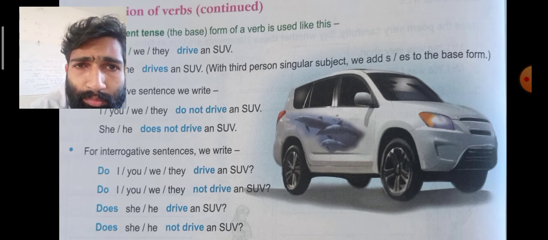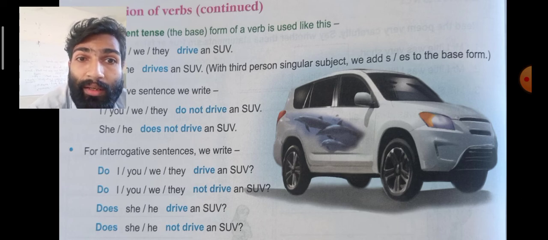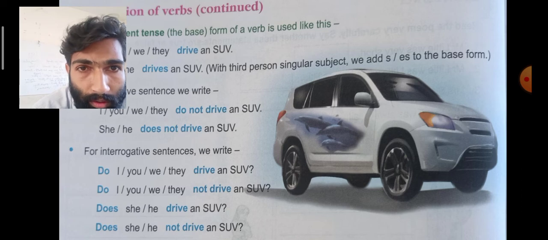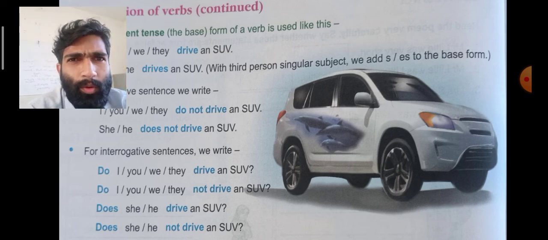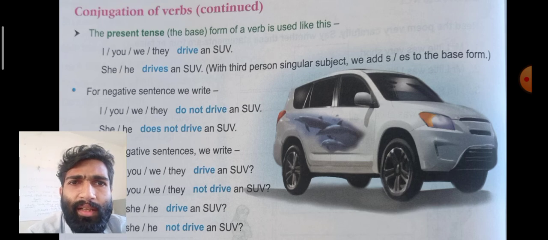Next, doesn't, okay, does not. See here, does she drive an SUV? Does he drive an SUV? Next, negative: doesn't she drive an SUV? Doesn't he drive an SUV? Okay, understood? No? Just read it, you will understand.